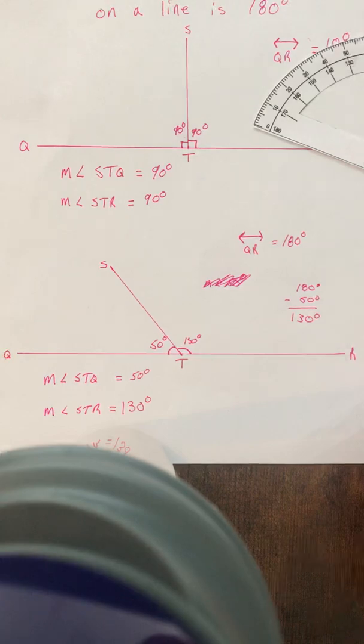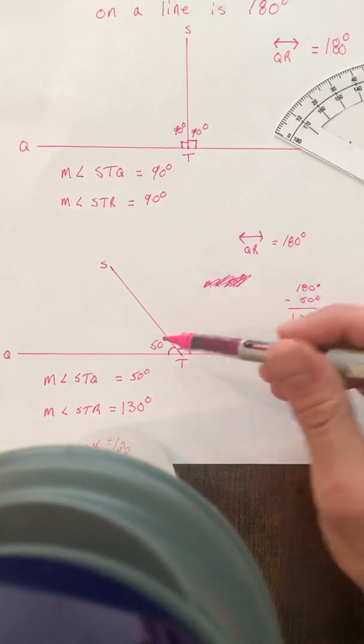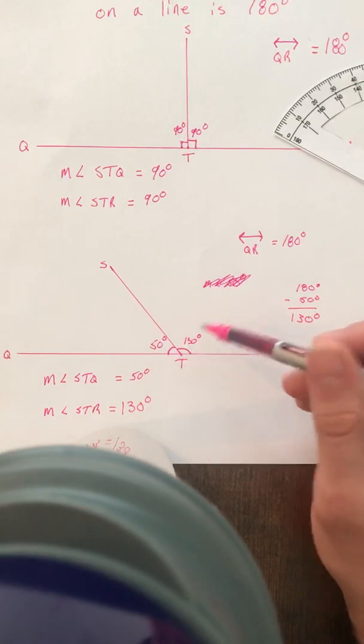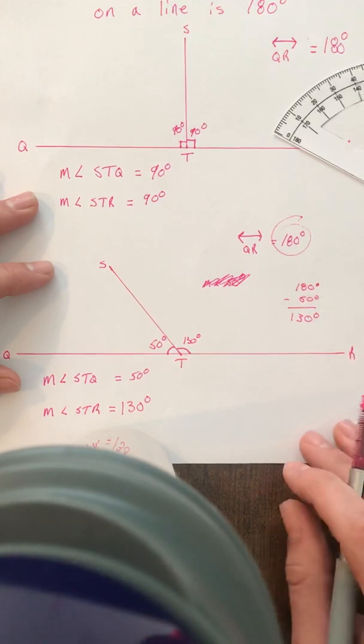So there's just a couple short examples of how to use your protractor and how to use basic math to find the different angle measures, but making sure that those angle measures always add up to 180 degrees.